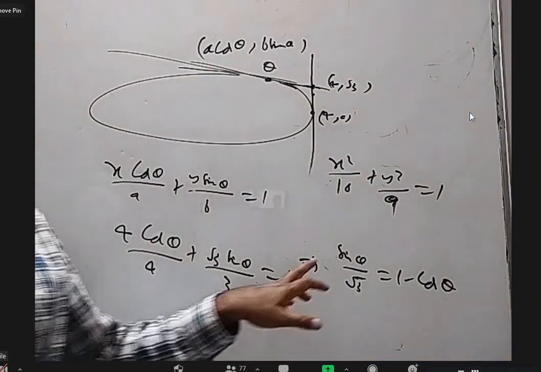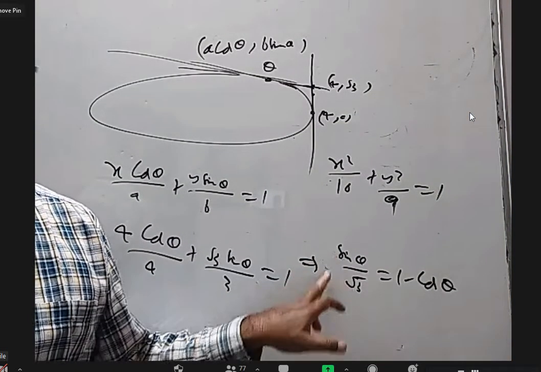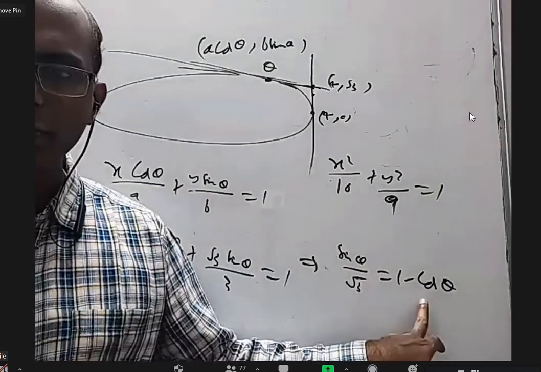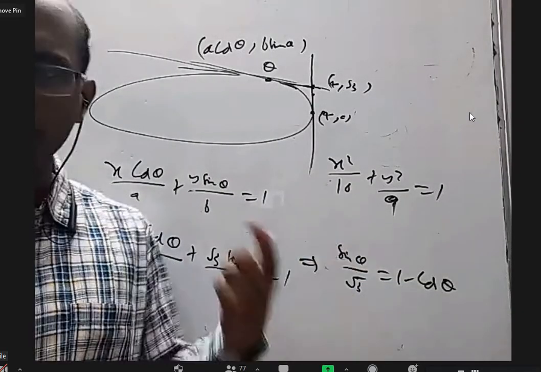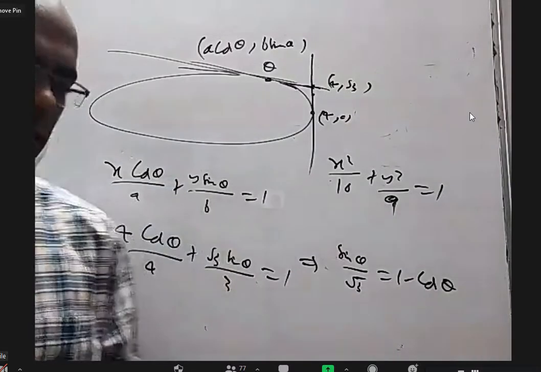Normally, you can write this as 2 tan theta by 2 by 1 plus tan square theta by 2, and this is 1 minus tan square theta by 2 by 1 plus tan square theta by 2. You will get a quadratic equation in terms of tan theta by 2. You will get two values for tan theta.